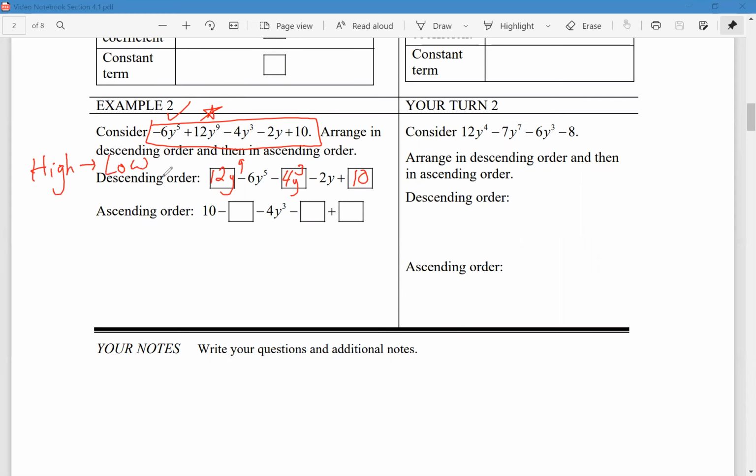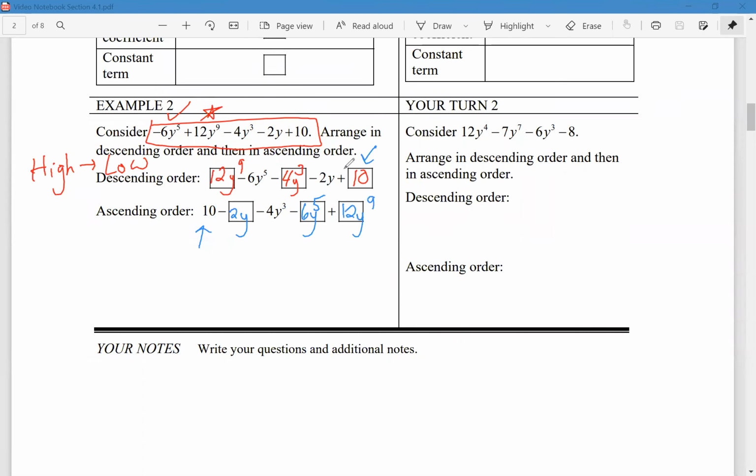Ascending order goes in reverse. So take all those same terms and just write them in the opposite order. The 10 goes first, and then the minus 2y, then the minus 4y to the 3rd, then the minus 6y to the 5th, and finally the plus 12y to the 9th.